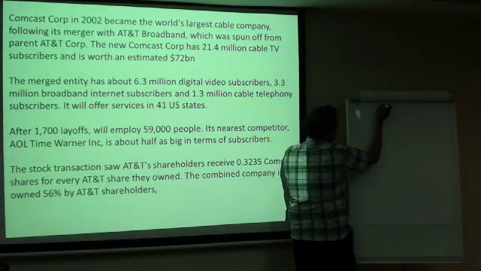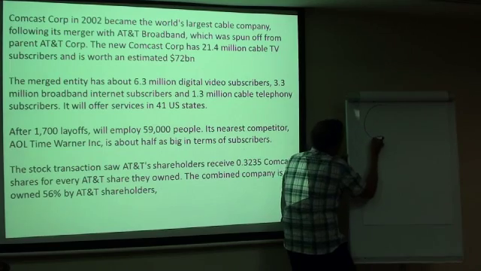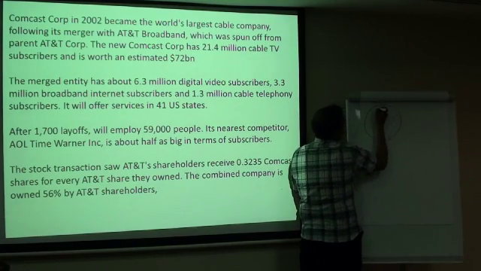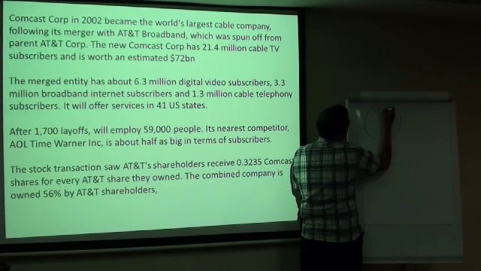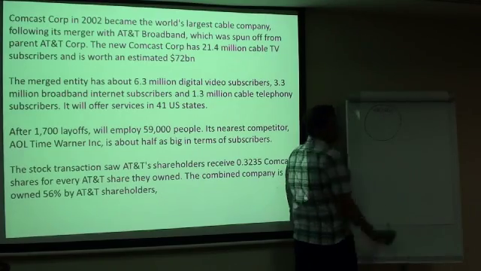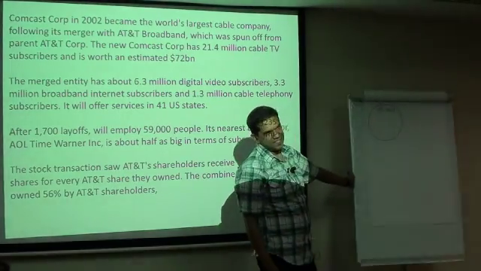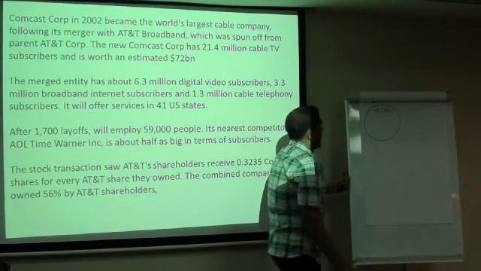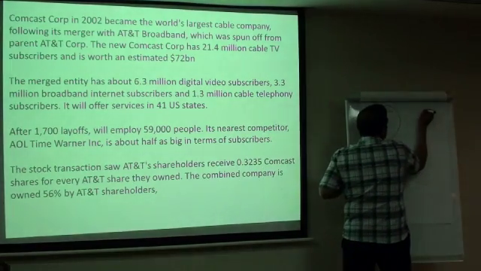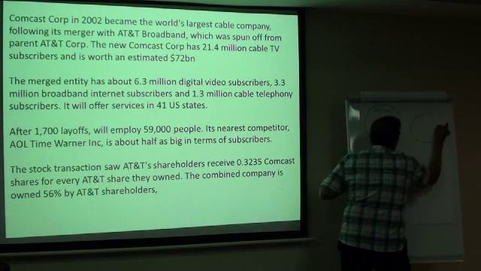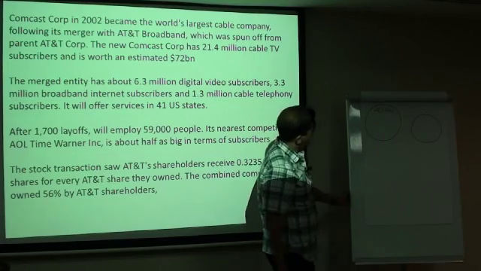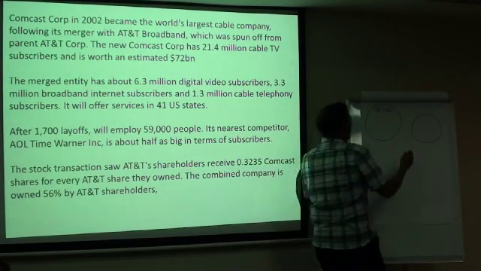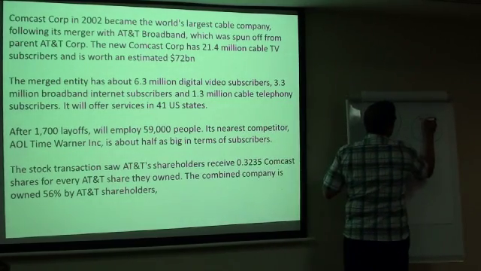AT&T, let me draw the AT&T circle. It's a 40 billion company. Comcast, let me draw the Comcast circle a little smaller. Does it look small enough to you? Yeah, 32. It's a 32 billion company.